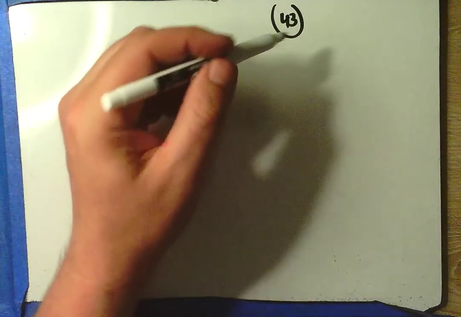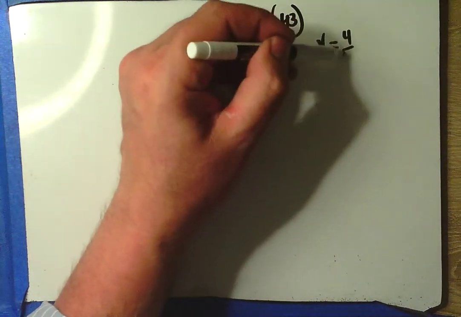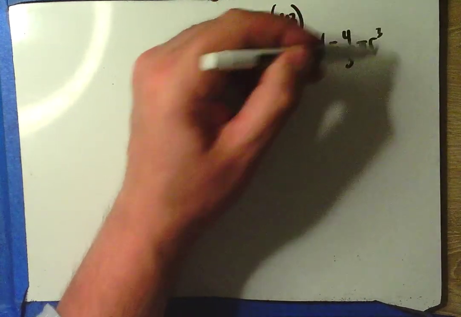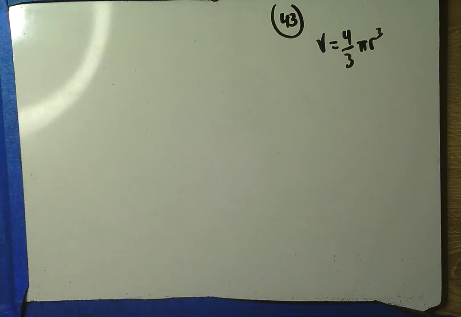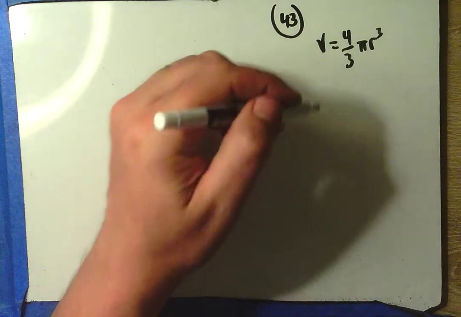43. The volume of a sphere is given by the formula V equals 4/3 pi r cubed. We did that recently when we did variation. Where r is the radius of the sphere. What is the volume when the diameter is 6?